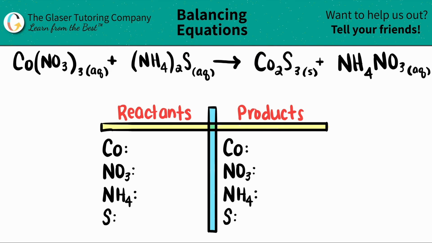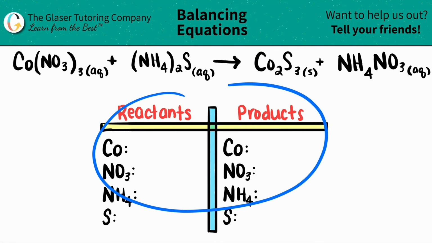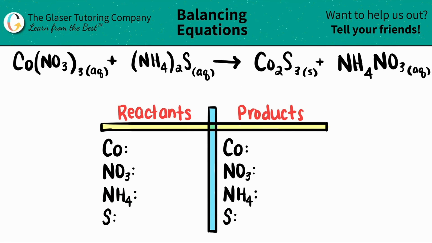Today, we're going to balance the equation of cobalt-3 nitrate, which is CoNO3, plus ammonium sulfide, which is NH4, that will yield cobalt-3 sulfide, Co2S3, plus ammonium nitrate, which is NH4NO3. I already wrote down a chart for us of the elements and the polyatomics that I see on both sides of the equation. Just make sure that you know your polyatomics, guys.